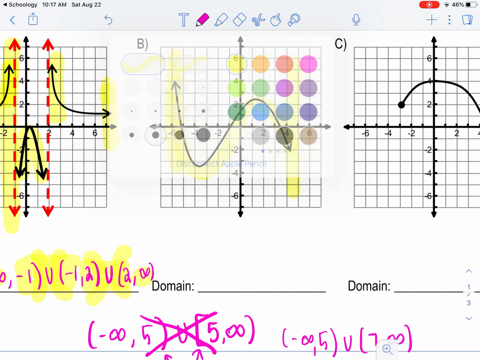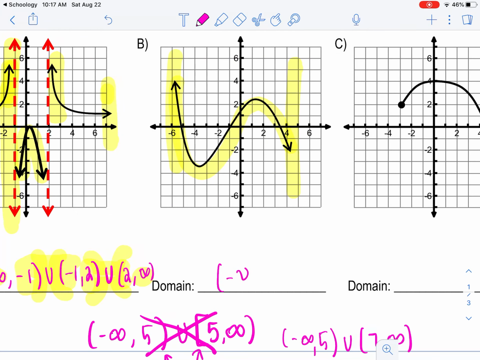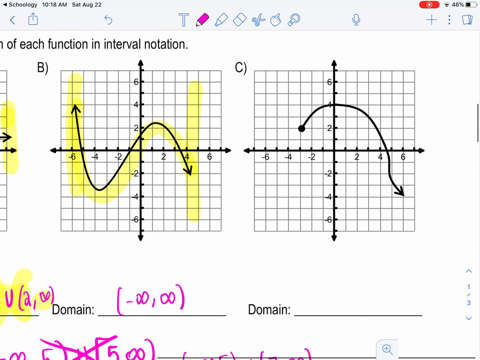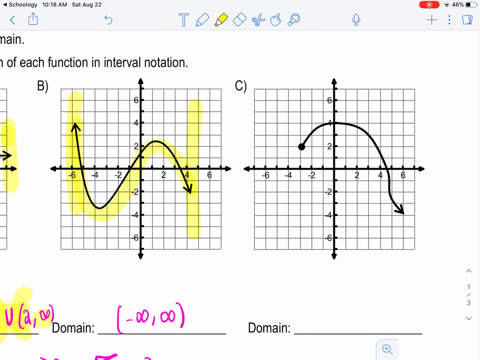That means that it goes on forever and ever in both directions. So your domain is all real numbers, and we write that as negative infinity to positive infinity. This one, if you're looking, remember you're always looking left to right for domain, because that's x values. Starts here, or, quote, ends here.